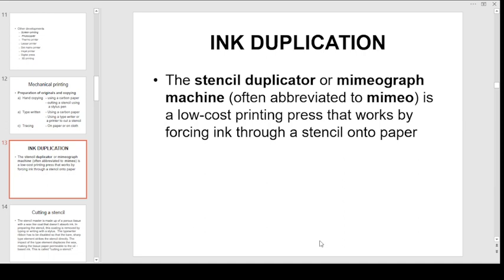Also, there is ink duplication. The stencil duplicator or mimeograph machine is a low-cost printing press that works by forcing ink through a stencil onto paper.